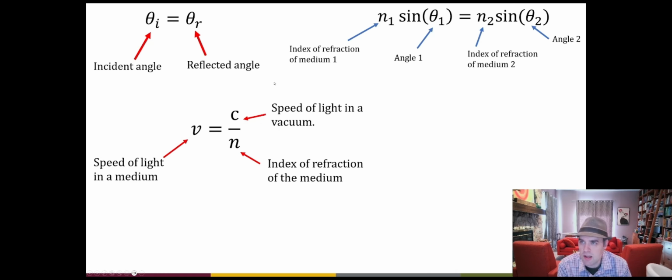Here's the equation slide. The law of reflection, the incident angle equals the reflected angle. Snell's law, as well as the speed of light equation we have here. All right, I hope this helps.